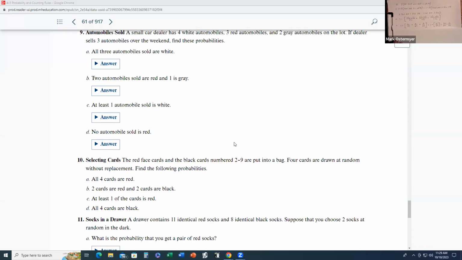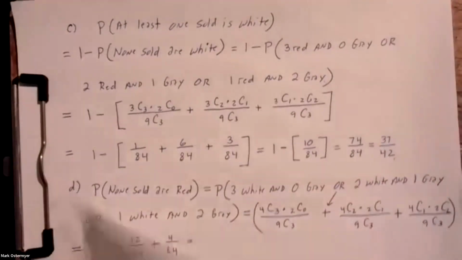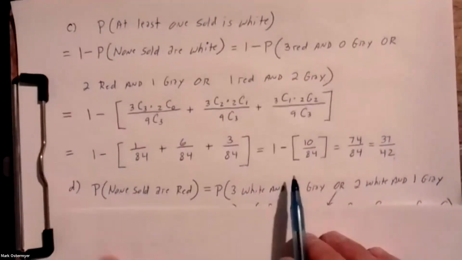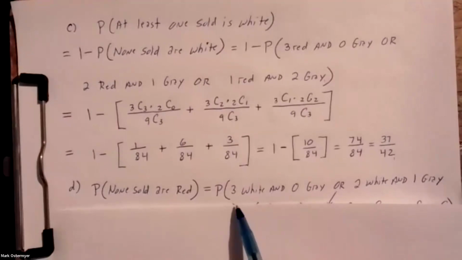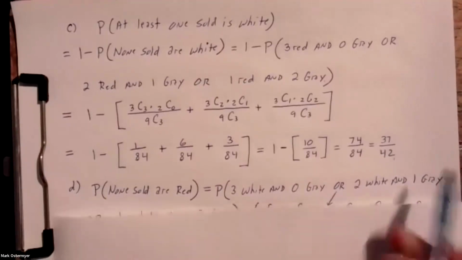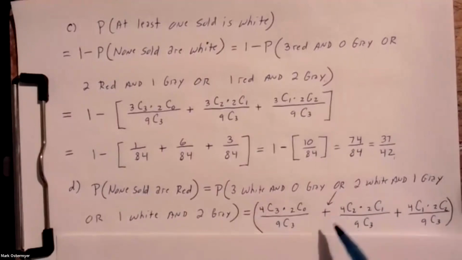Finally, D, what's the probability of selling no red automobiles? Well, that can occur in a couple different ways. That is equal to the probability of selling 3 white and 0 gray automobiles, or 2 white and 1 gray, or 1 white and 2 gray automobiles.